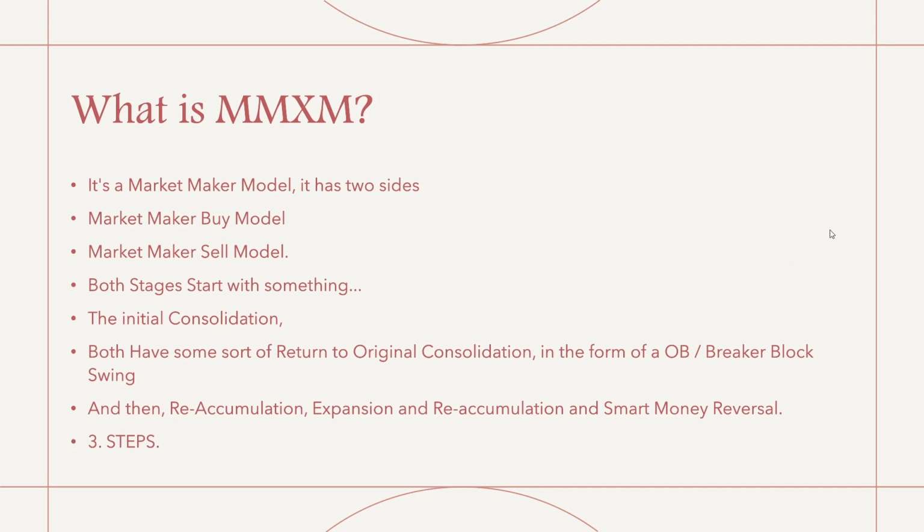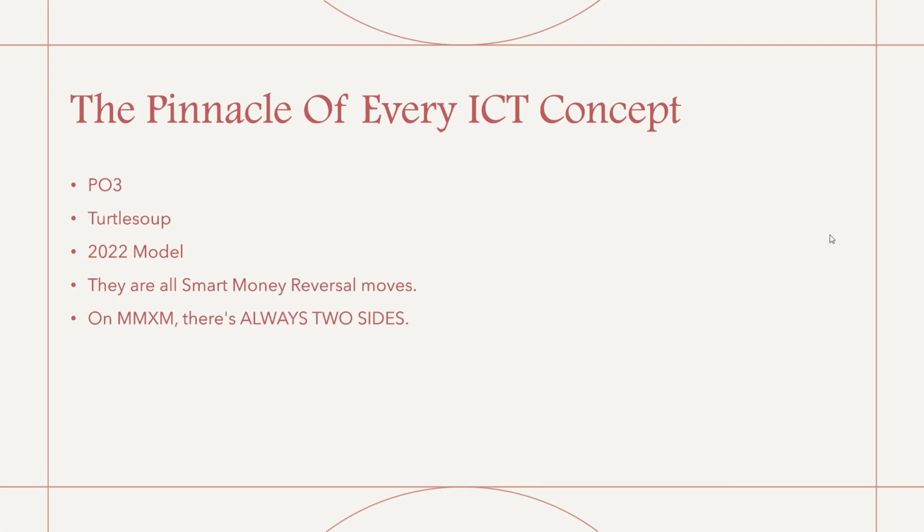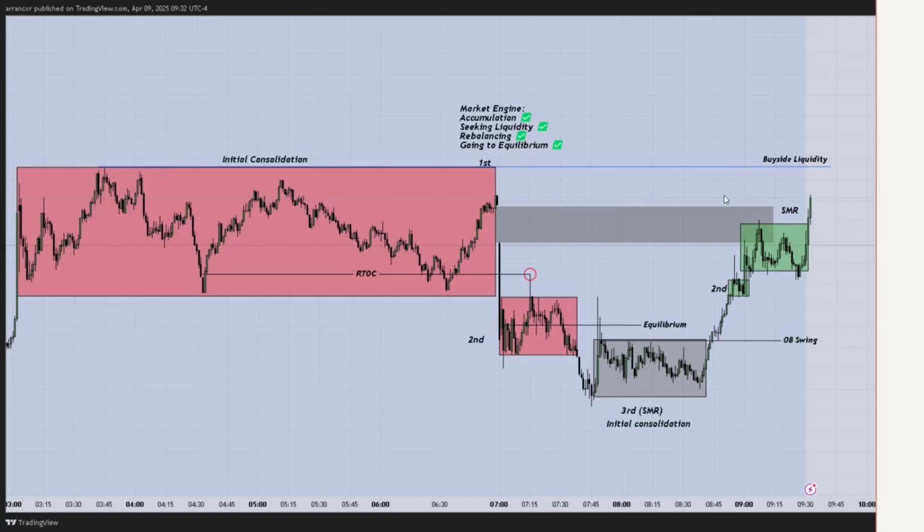There are three steps in the market maker models, okay? It's the pinnacle of every ICT concept. The power of three is an entry and price viewing model. Turtle soup is an entry model, and the 2022 model is a smart money reversal model as well, right? All of this, right? Catching the manipulation in the power of three, catching the top tick of a turtle soup, the 2022 model, they're all smart money reversal moves, okay, to go from one side of the curve to the other side of the curve, right? And that's very important.